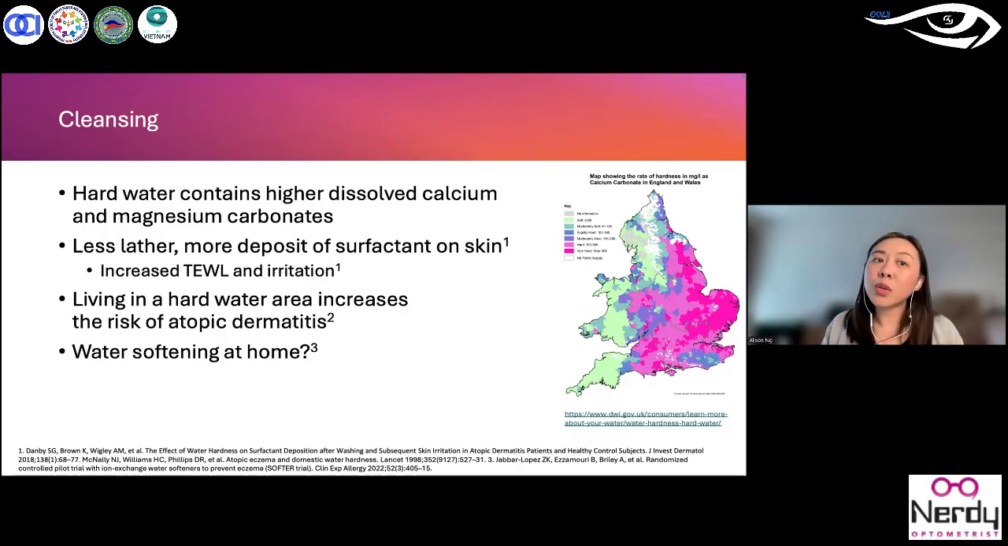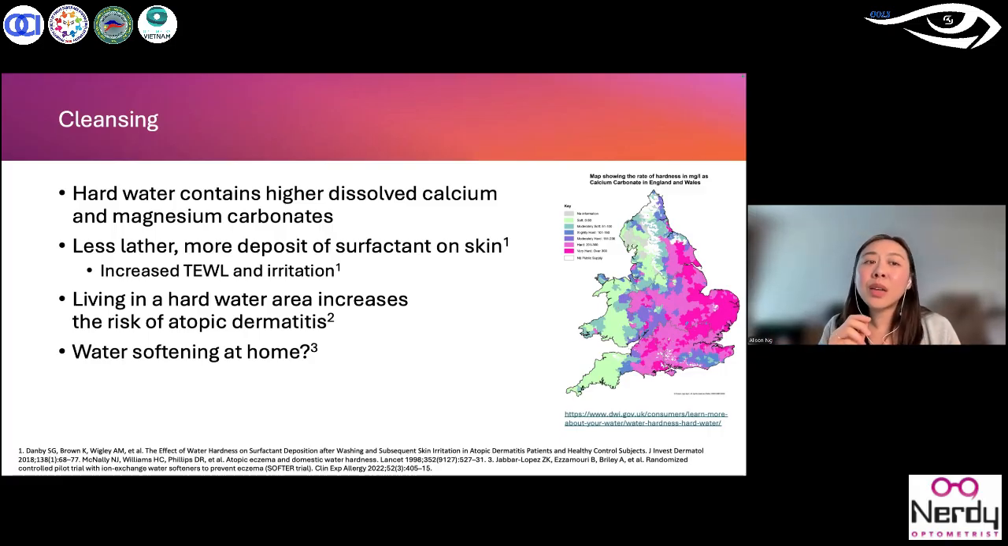What I mean by hard water is water that has more dissolved calcium and magnesium carbonates. You probably know this if you live in a hard water area: if you put some soap on your hands and try to rub it to generate a lather, you're not seeing much foaming or bubbling. So that's one of the signs that you might live in a hard water area. There are other signs as well.